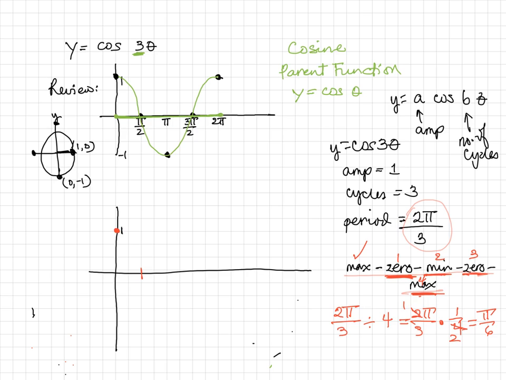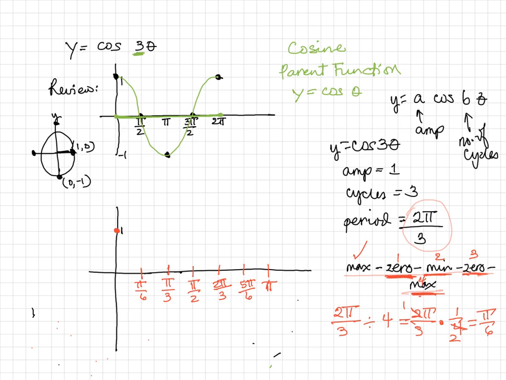So let's see, 1, 2, 3, 4, 5, 6. That means pi over 6, 2 pi over 6, which is pi over 3, then 3 pi over 6, or pi over 2, and then 4 pi over 6, or 2 pi over 3, and then 5 pi over 6, and then 6 pi over 6, or just pi.